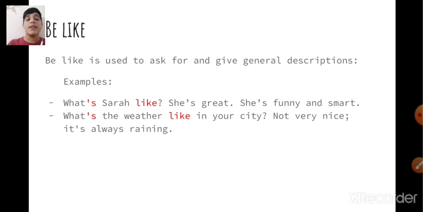And we have the second example. What's the weather like in your city? One more time. We have right here the verb to be, and we need to conjugate it because we are talking about the weather, that is third person in this case. So what's the weather like in your city, or what is the weather like in your city? And we are going to answer, not very nice, it's always raining. Okay, so you're going to explain how the weather is, how the weather is going in your city.